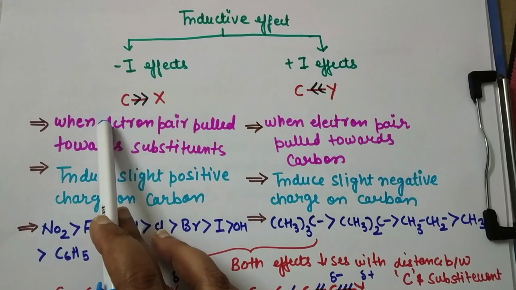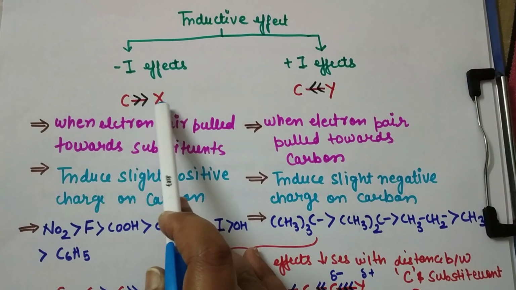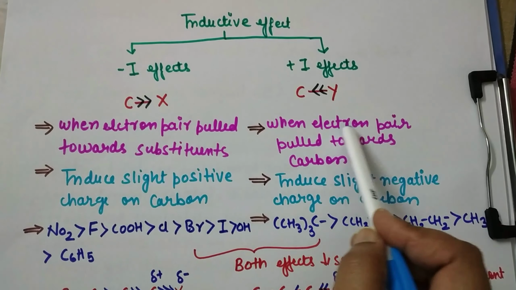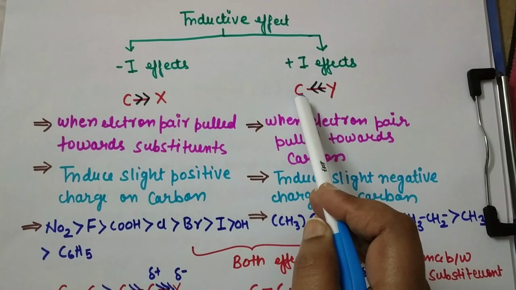So in minus I effect, the electron pair is pulled towards the substituent. Here you can see this X has pulled the electron cloud towards itself. While in the case of plus I effect, the electron pair is pulled towards the carbon because the carbon has a more electronegative value than the Y. So because of that, electrons will be attracted to the carbon.